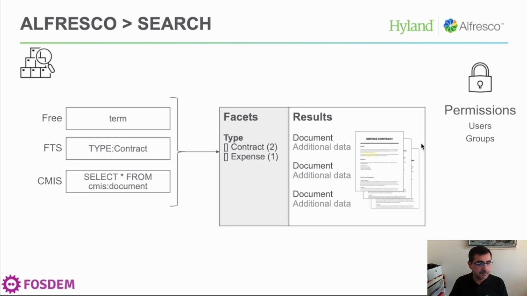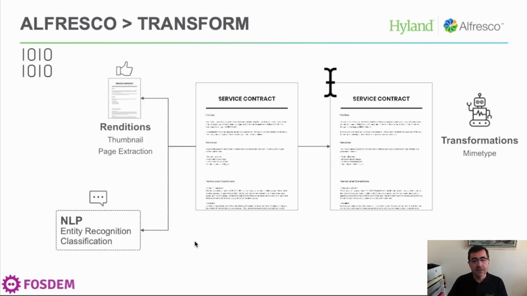With that, we are providing facets, and we are also providing the results from your search, and you can just connect with your documents. For this process, we are also applying permissions. Every document is associated to users or groups, to some authorities. So we are applying that also to your searching capabilities.